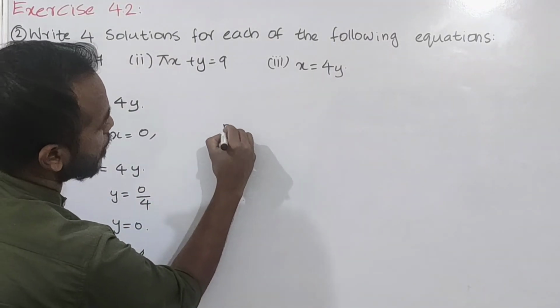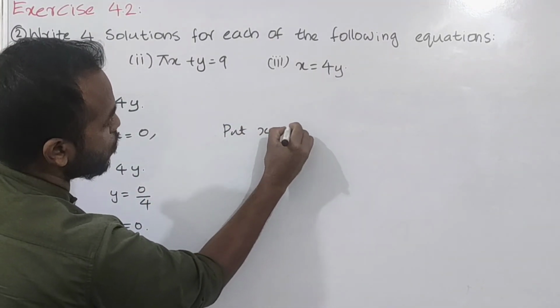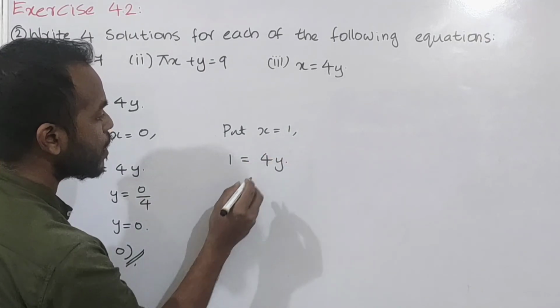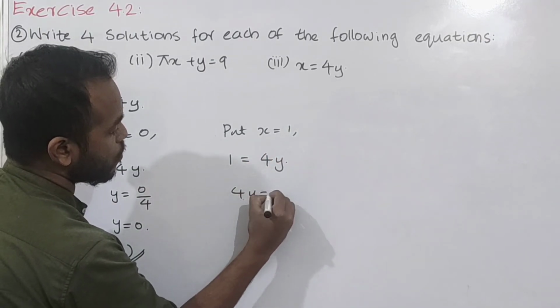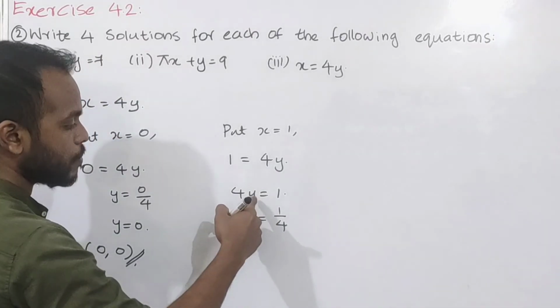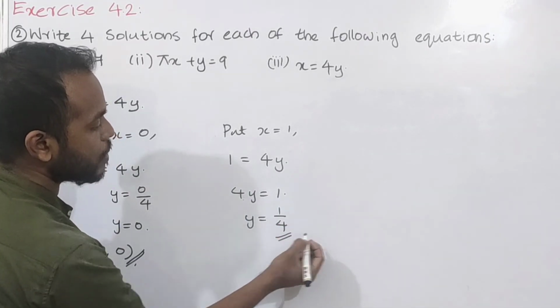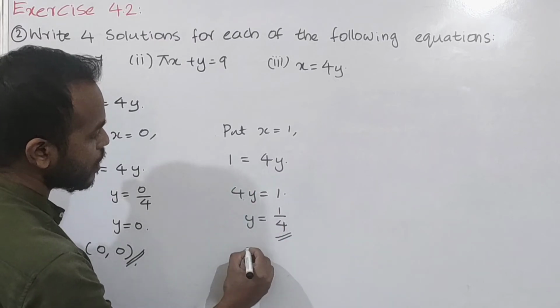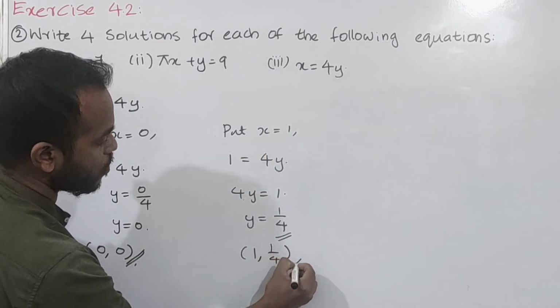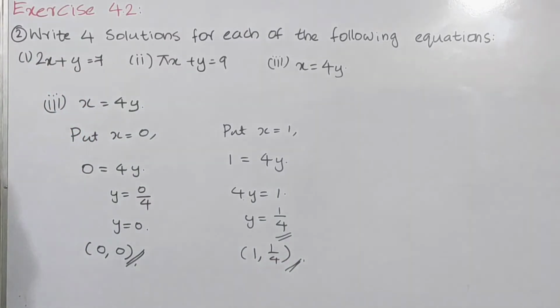Now put x is equal to 1. What happens? 1 is equal to 4y, or you can write this as 4y is equal to 1, y is equal to 1 by 4. Because it was multiplied here, we'll take it to the RHS to become a division. So the root is 1 comma 1 by 4. So this is how it is to be done. Find two solutions by your own.